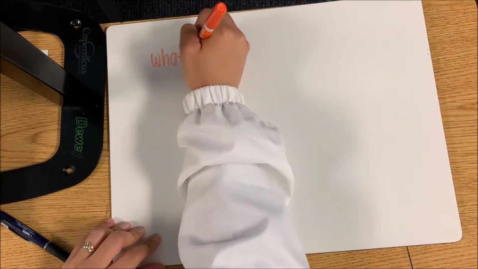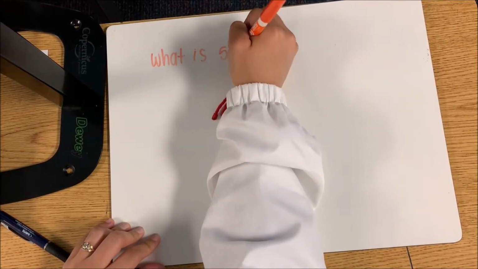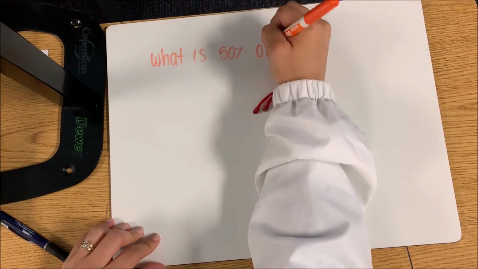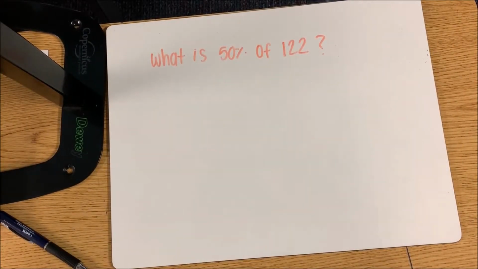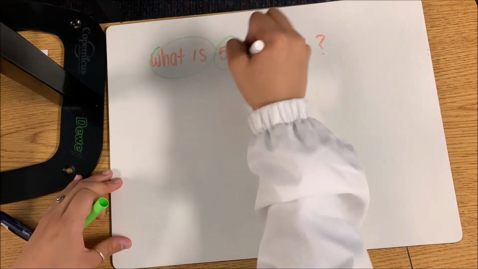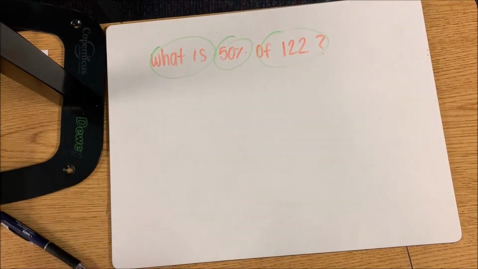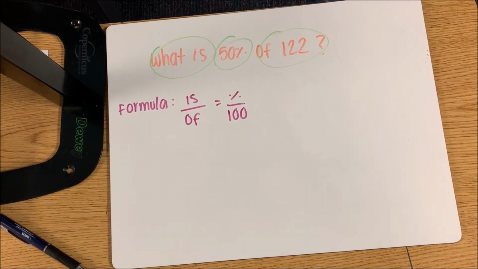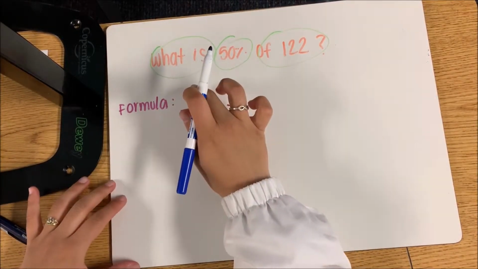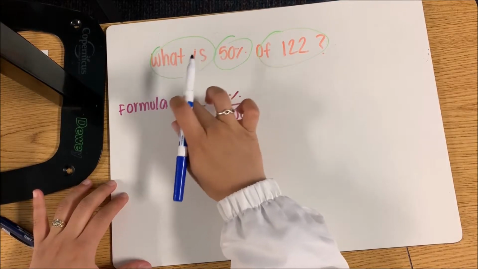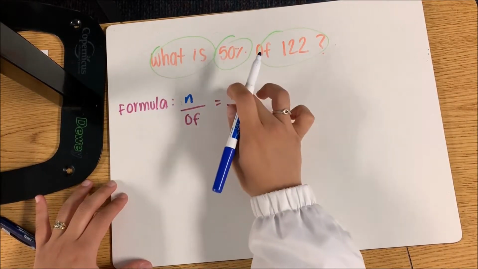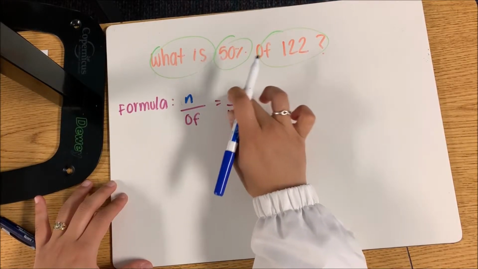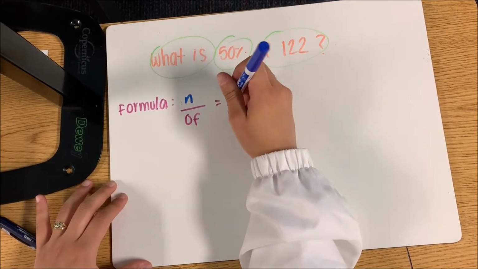To start off our third problem, we are being asked, what is 50% of 122? Again, we will group the problem by twos to help us better understand how to solve. Since we are trying to find what is 50%, we will replace is with the n variable. We will now plug in 50% to replace percent and switch of for 122.